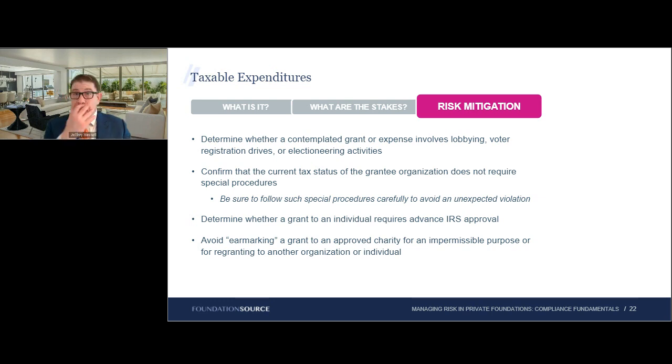So in sum, earmarking does not allow a foundation to avoid complying with special procedures simply by making grants to public charities and using them as agents or conduits for delivering grant funds to other organizations or particular individuals. And we'll focus a bit more on that towards the end of the presentation.